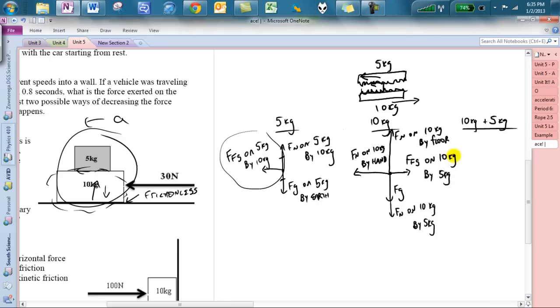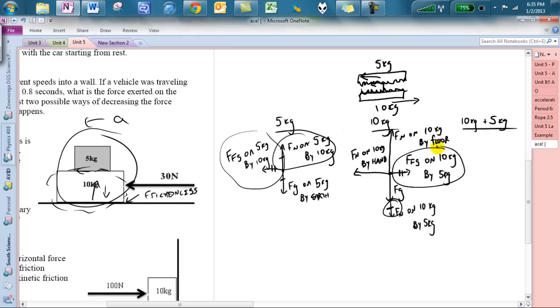So you notice that this FFS is, again, if we want to start making things equal to each other, this piece right here is equal to that piece right there. It is another force pair. There's two of them in this situation. The other force pair is this Fn right down here. So we have this force pair here, and we have that force pair right here.